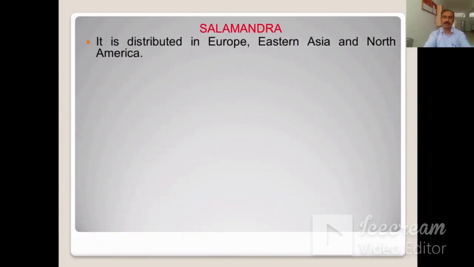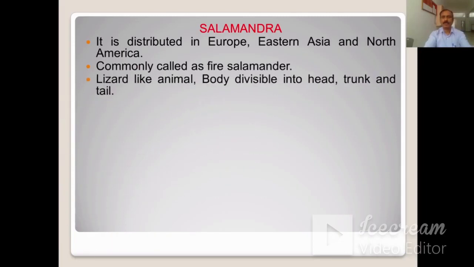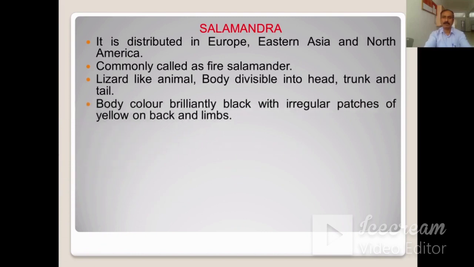Let us discuss the example, that is Salamandra. It is distributed in Europe, Eastern Asia and North America. They are commonly called fire salamanders. This is a lizard-like animal. Body is divisible into head, trunk and tail. The color of the body is brilliant black with irregular patches of yellow on back and limbs.